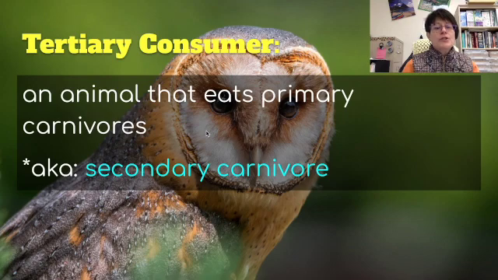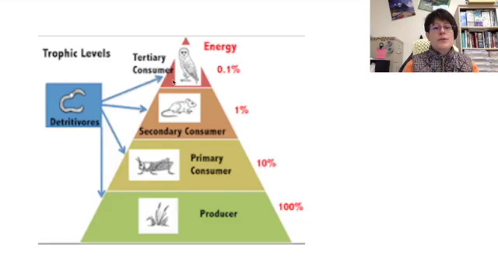There's also a tertiary consumer. This is an animal that eats primary carnivores, also known as a secondary carnivore. So if we look at it here, here is our tertiary consumer. It is eating our primary carnivore, so it is a secondary carnivore. So when we're talking about these things, primary is first, secondary second, tertiary means third. It's at the third level.